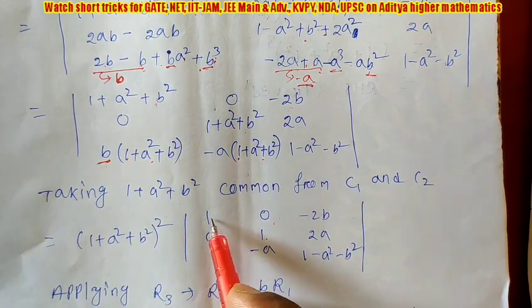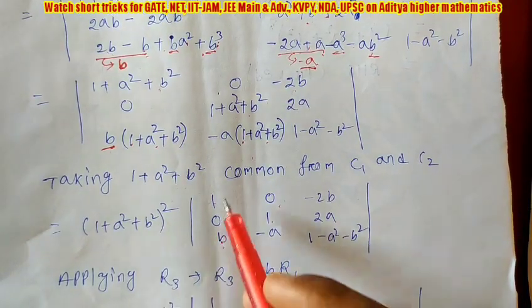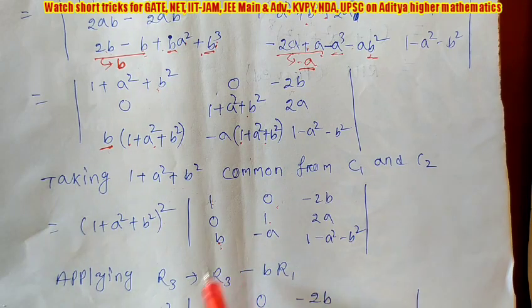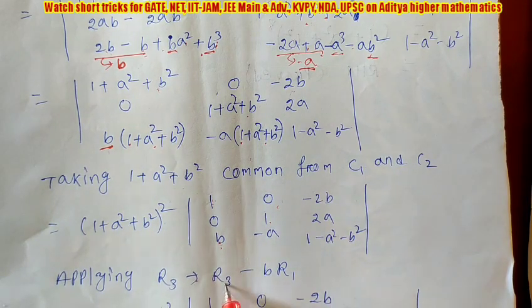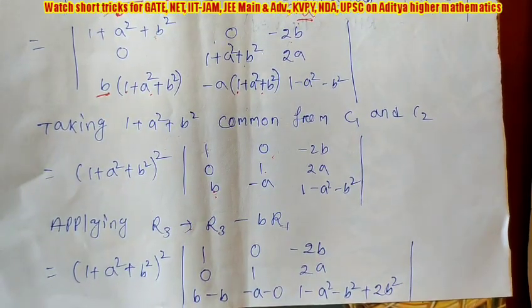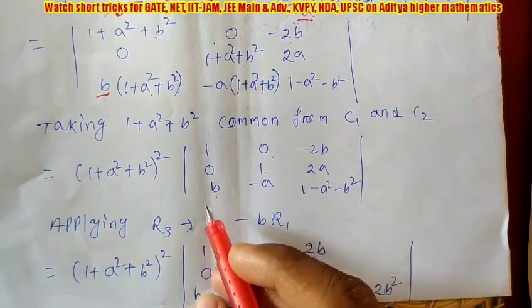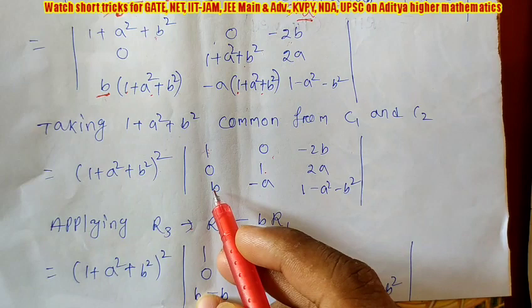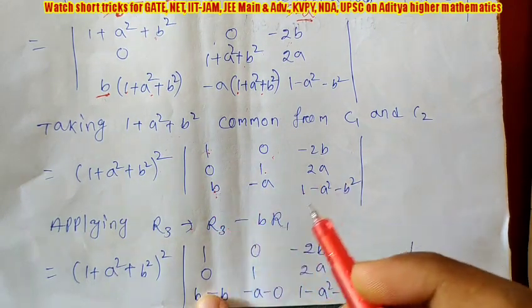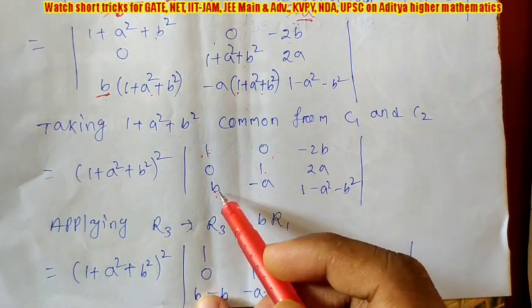You can see R1 is 1 and R3 is b. If we multiply b with R1 and subtract from R3, we will make it 0. So R3 changes to R3 minus b R1, we are doing. Understood? Because after all the steps you need to make 2 zeros in a row or column. Since we got 1, 0, you have to make another 0 in that same column. Since it is b, if we multiply b by R1 and subtract from R3, we will get it.